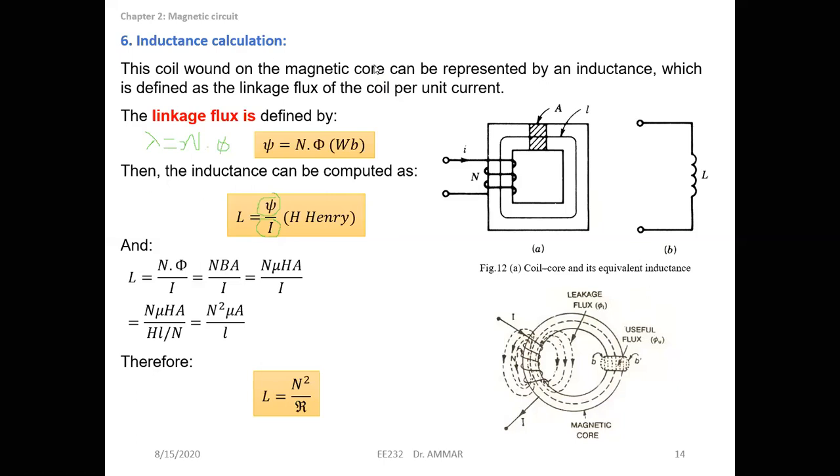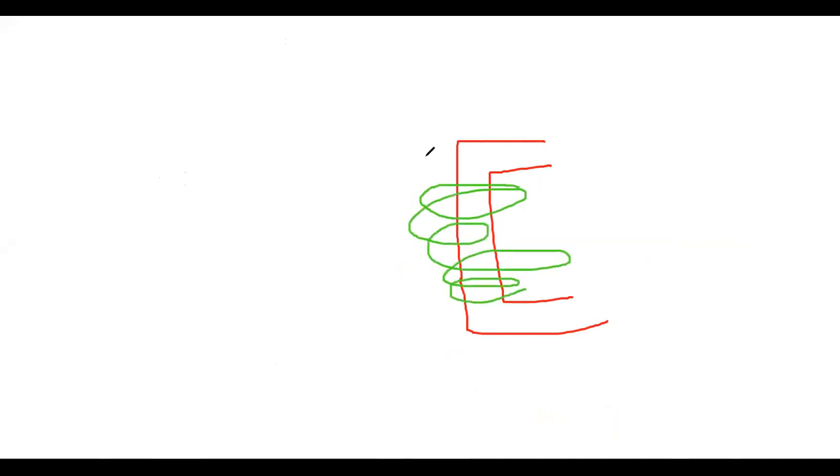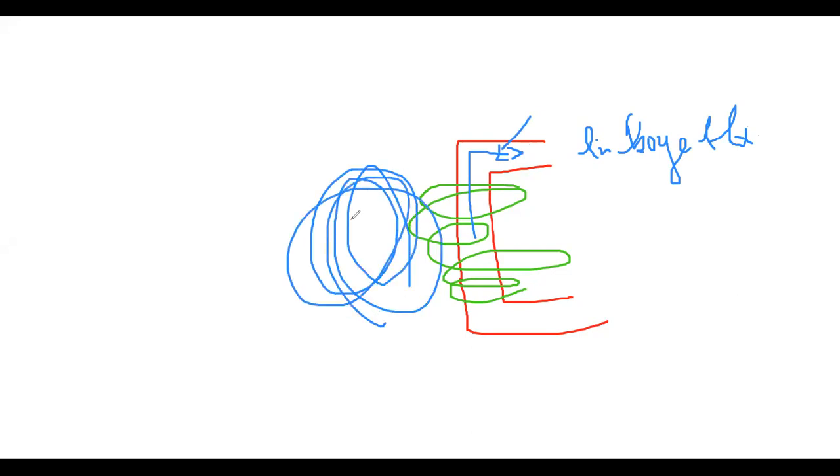So let's try to draw it here. We said that if we have, for example, a core like this, and this one is the coil. Let's choose another color. The flux that will be transferred in the core will be called linkage flux. It's a useful flux that will be transferred to another thing. For example, if we have a transformer, this flux will be transferred to voltage. If we have a motor, this flux will be transferred to torque or something like this. This is the linkage flux. The leakage flux is the flux that will be spread out here.